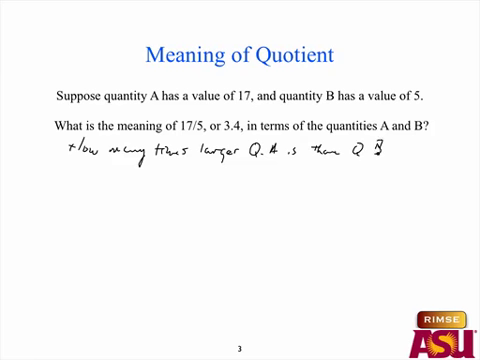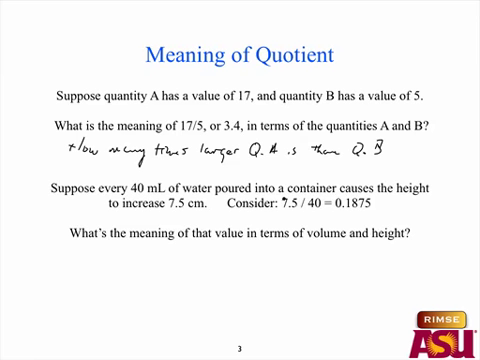Isn't that true? How many times larger quantity A is than quantity B? That's what you get when you divide the amount of quantity A by the corresponding amount of quantity B. The result is how many times larger quantity A is than quantity B. Okay, another example.